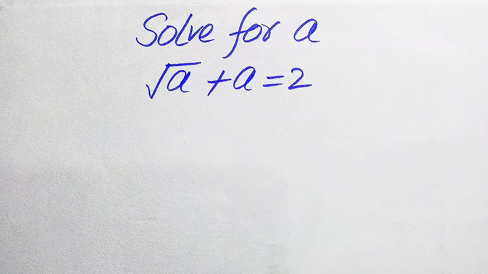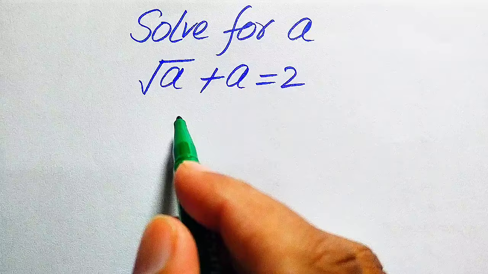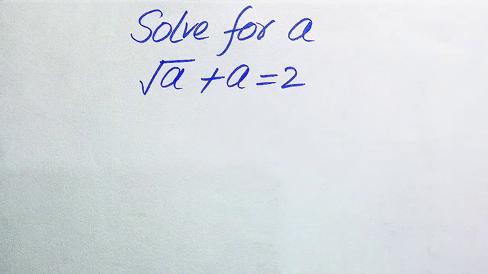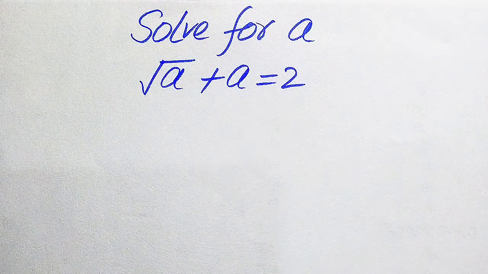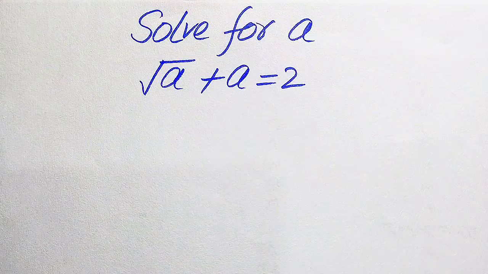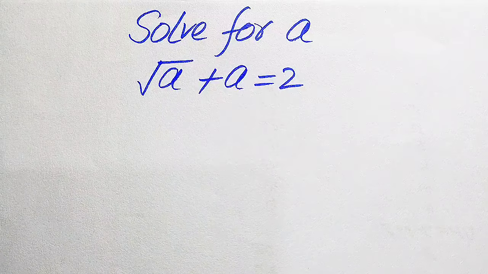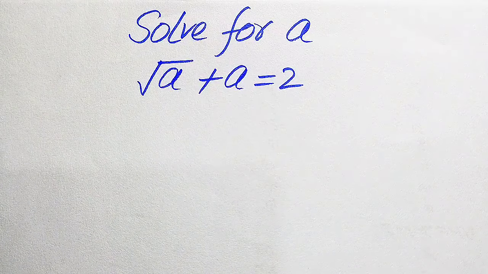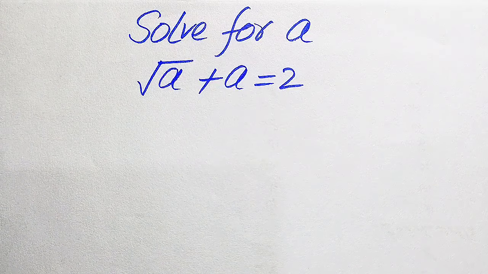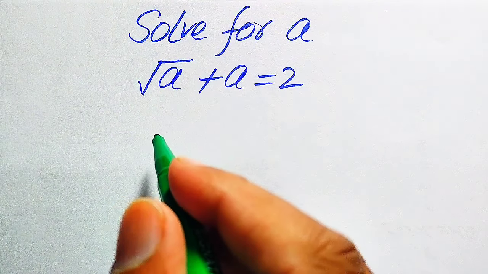Hello everyone, how to solve this problem for the values of a. If we have square root of a plus a is equal to 2, and we solve this problem for all the values of a. So here first we need to find all the roots of this equation, and at the last we will verify which of the roots are solutions and which of the roots are extraneous roots. Further, we solve this problem in a very easy way.